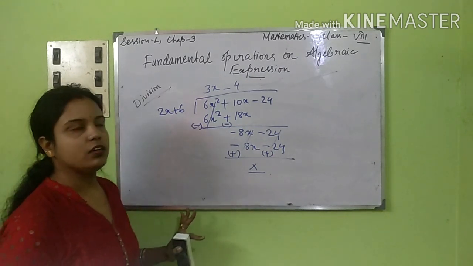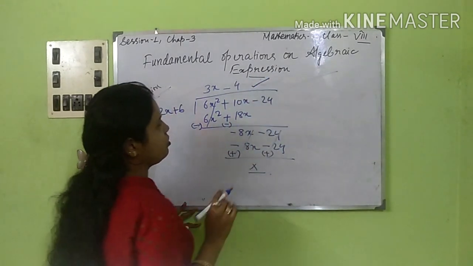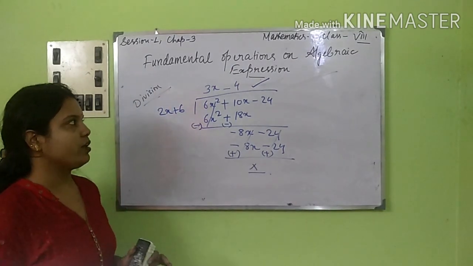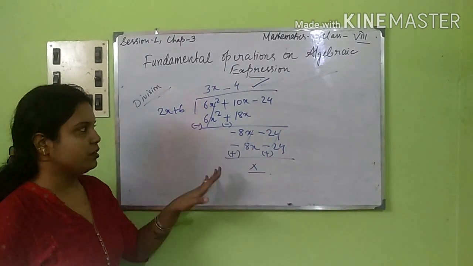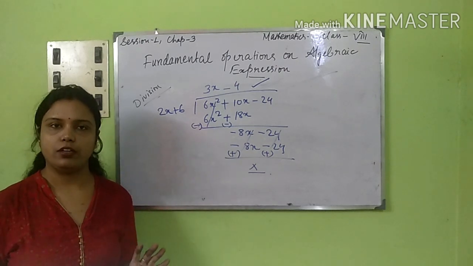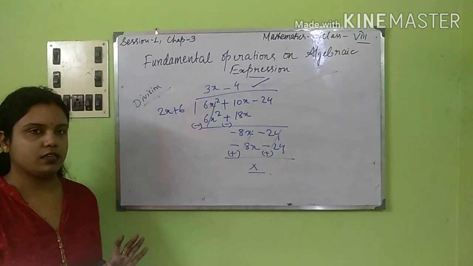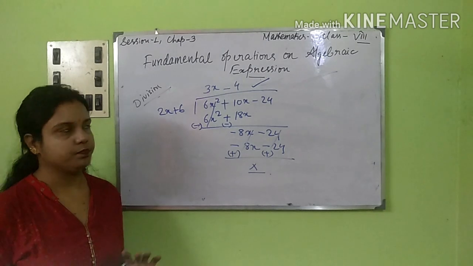So this is your process and this will be your answer. The quotient 3x minus 4 is the answer. So here, these two types only you are having right now. Okay, class 8? Next we'll go for simplification.